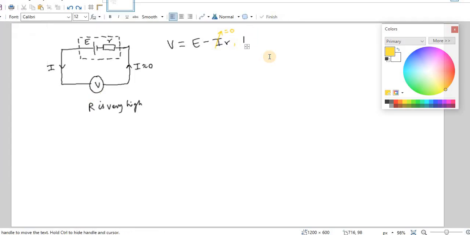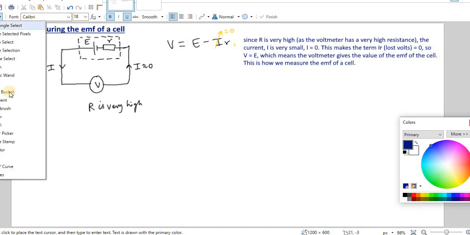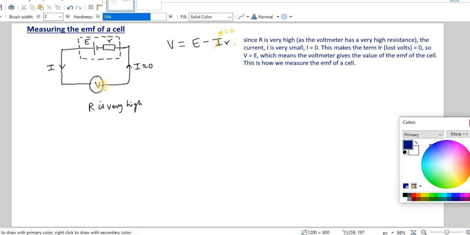Okay, so here you can say since, okay, pause it and write it. Okay, so now it's very clear. So what happens is, you can see the current will be very small. When this resistance is very high, the current will be very small. It's approximately equal to 0, which means that this whole term, I times R, becomes 0. I times R is the lost volts, so that becomes 0. Therefore V, which is the reading on the voltmeter, will be equal to E.